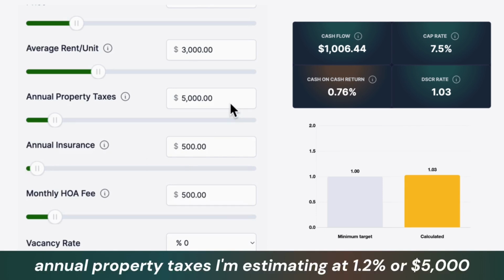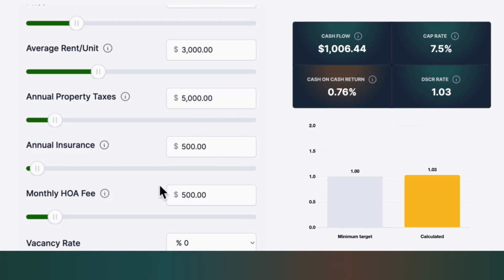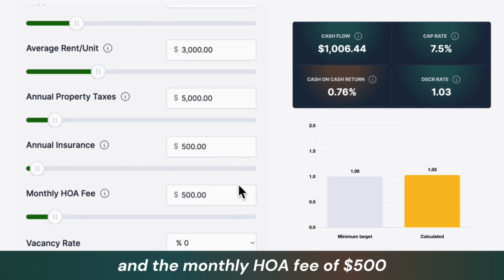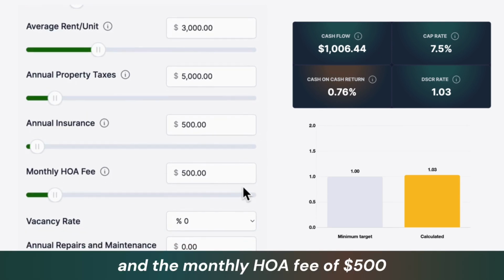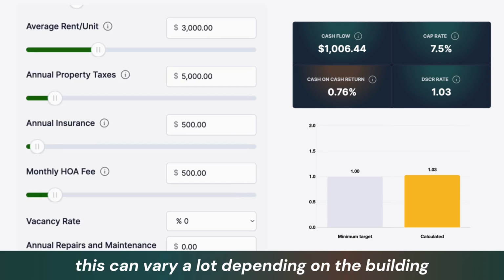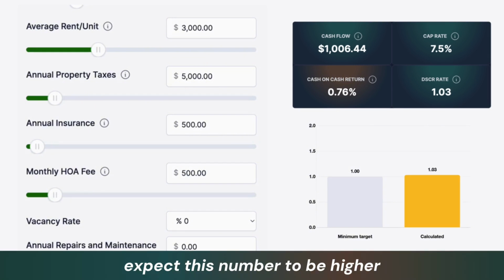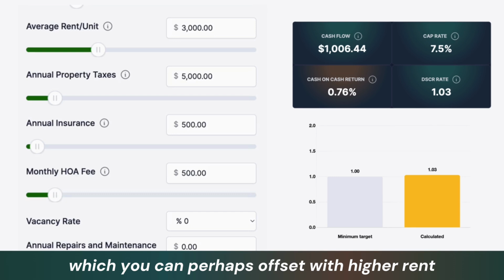Annual property taxes, I'm estimating at 1.2% or $5,000. Insurance, $500 per year, which seems reasonable for a condo. And the monthly HOA fee of $500. This can vary a lot depending on the building. If there are a lot of amenities, for example, expect this number to be higher, which you can perhaps offset with higher rent.